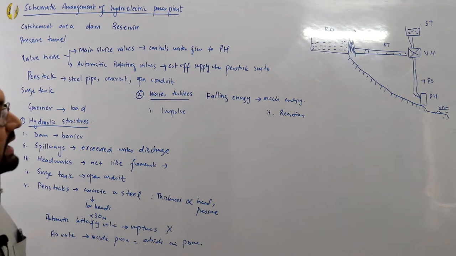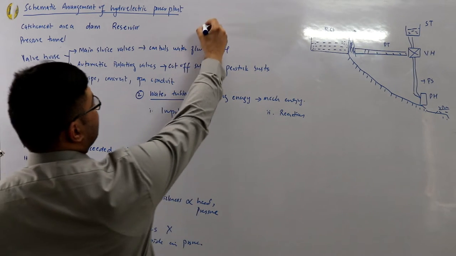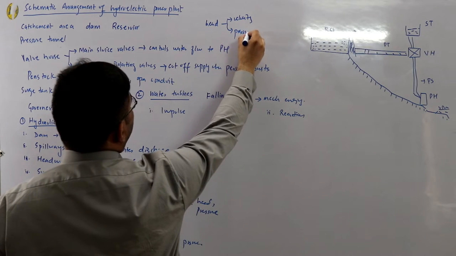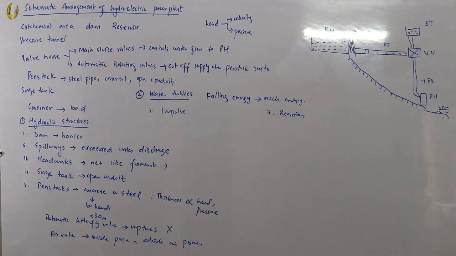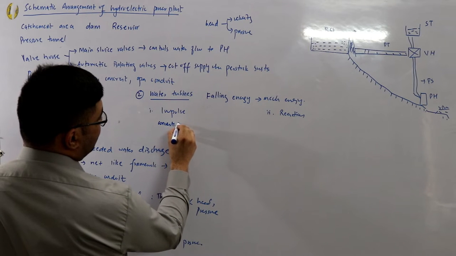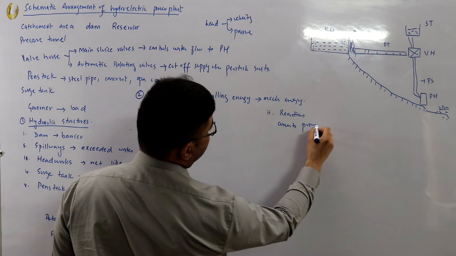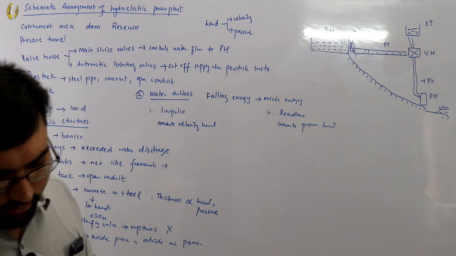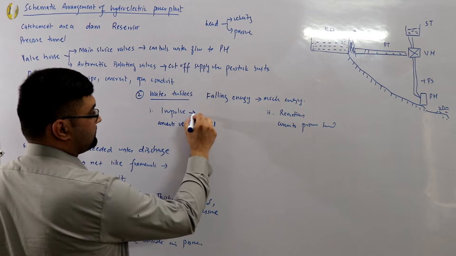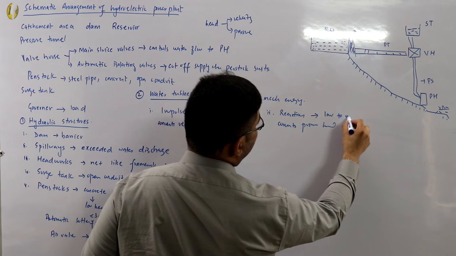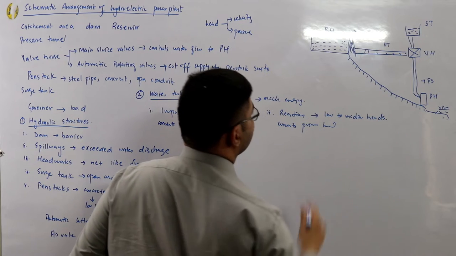So basically you have two types of heads. One is the velocity head and the other is the pressure head. So the head would either be a velocity head or a pressure head. The impulse turbine converts velocity head, and the reaction turbine converts pressure head. Impulse turbines are used for high heads. Reaction turbines are for low to medium heads.